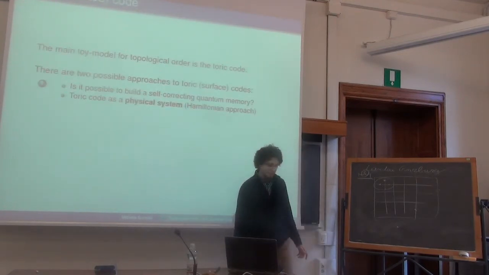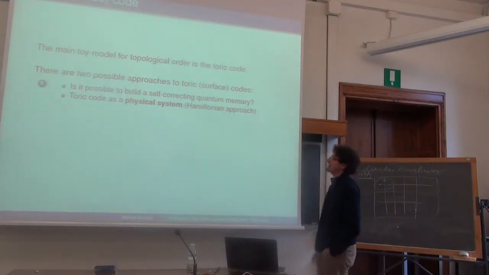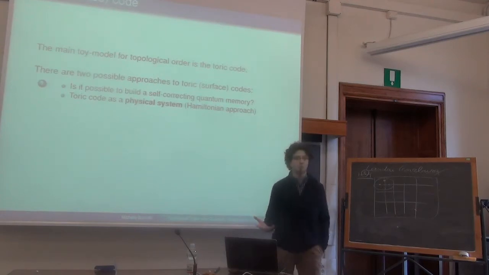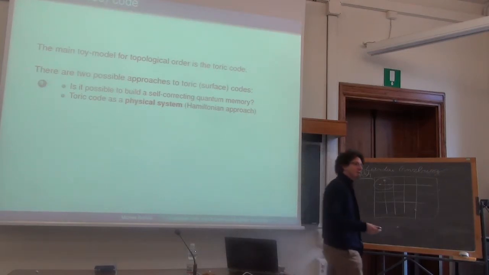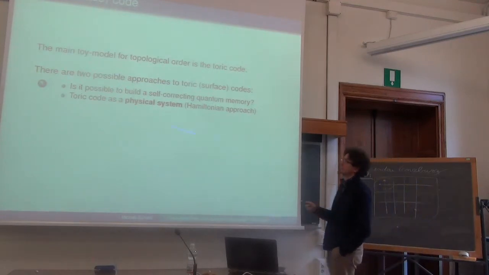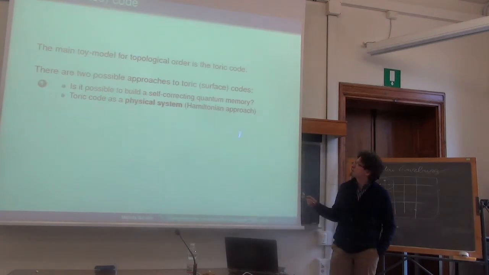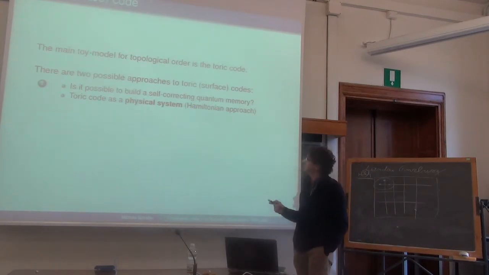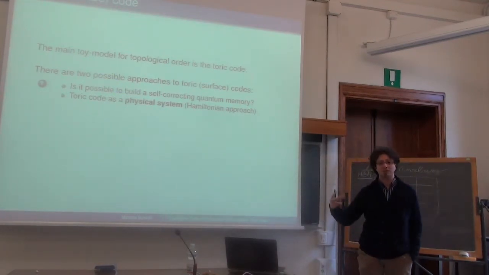So, before starting really to write down the Hamiltonian of the toric code, I want to warn you that there are two possible approaches to this problem. The first approach is the more condensed matter approach to the toric code, which means that we will deal with the toric code as a physical system specified with a Hamiltonian. And in my opinion, this is essentially the original way of thinking about it, and the objective behind this approach is to be able to build a self-correcting quantum memory.